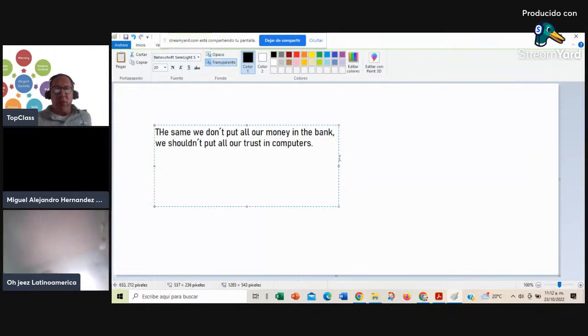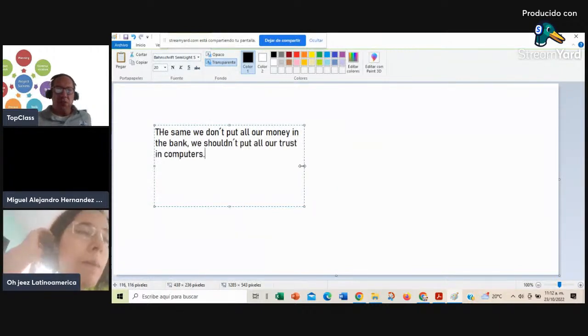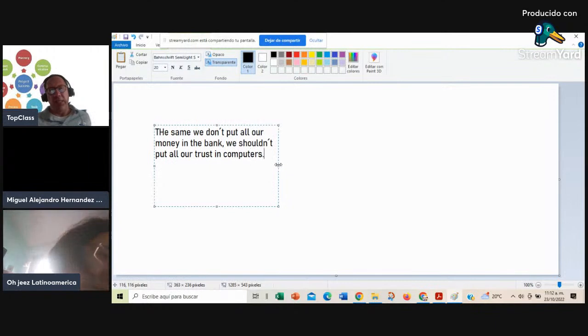Talking about the topic, should we always trust computers? Should we, like Mickey says, not put all our trust in them, but just part of it, make them better? What would your suggestion be, Mitch?